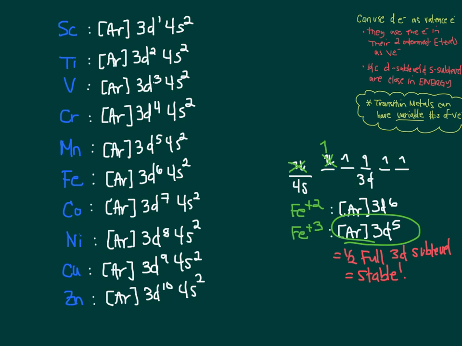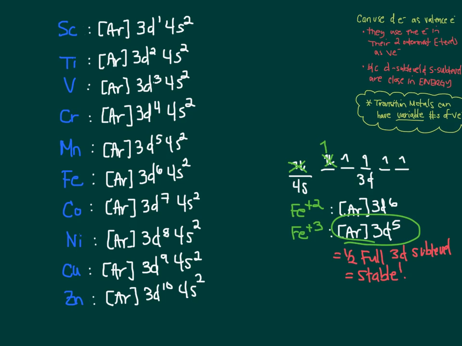So you'll find with iron, these are the 2 most common ways that iron will ionize. And that's some typical transition metal behavior. All right, let's do another one.